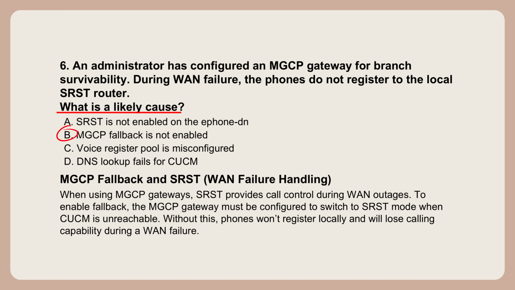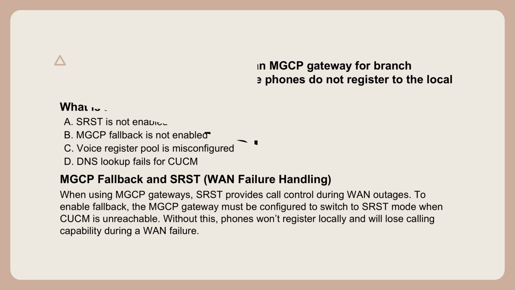Without MGCP fallback enabled, the gateway knows the WAN is down, but it doesn't have permission, essentially, to switch over and provide that local survivability service. The phones just stay unregistered. So no fallback command, no fallback service, complete loss of voice at the branch. Exactly. It's absolutely critical for ensuring that SRST actually works with MGCP gateways. Right. So the big lesson: using MGCP gateways with SRST for branch survival, you must enable MGCP fallback. No fallback, no survivability. Absolutely.